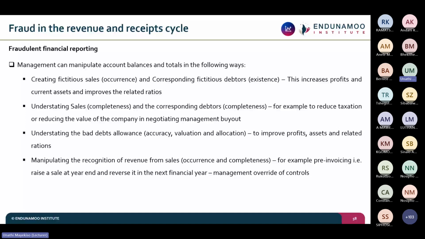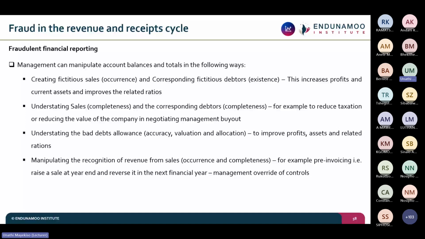For example, if something was supposed to be recognized as deferred revenue, you've received the money already, but you've not performed or satisfied the performance obligation, which is an IFRS 15 concept, and then you recognize revenue. IFRS 15 says you can only recognize revenue once you satisfy the performance obligation. So if you're recognizing revenue before you satisfy the performance obligation, then your revenue has not occurred, and then you have a misstatement.